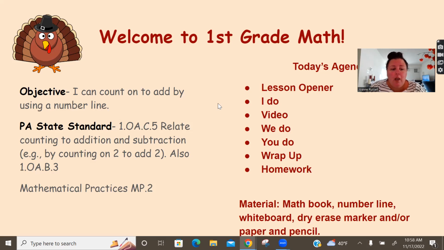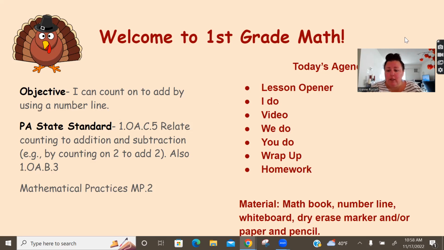Our objective today says I can count on to add by using a number line. So that's today's strategy, using a number line. Our state standard talks about relate counting to addition and subtraction. So we're going to focus on the addition part.